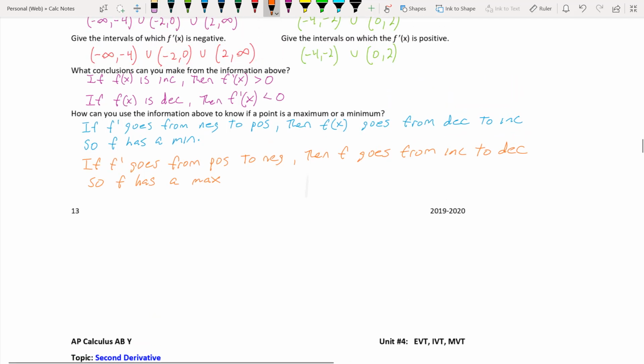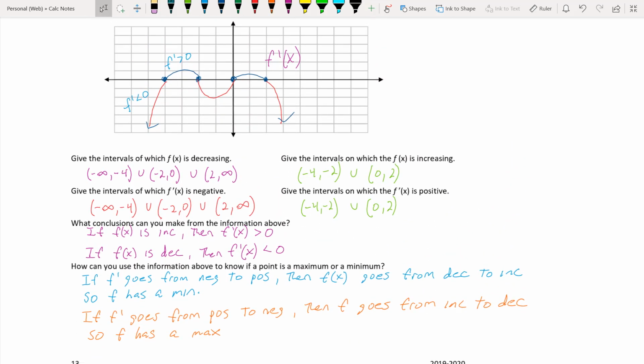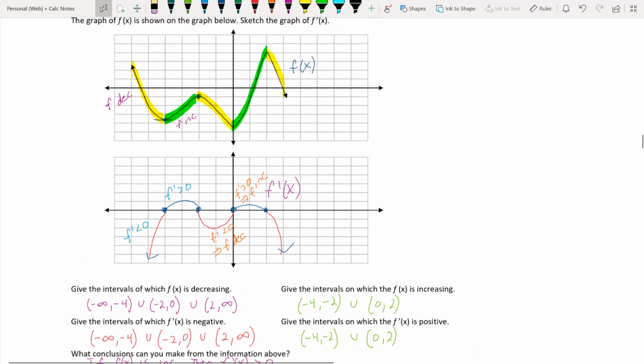If it's not, I would just stop and look at your paper real quick, so we can see that f prime goes from negative to positive at 0. So we could say that f prime is less than 0, which implies that f is decreasing. Over here, f prime is greater than 0, which implies that f is increasing. So if I go from decreasing to increasing, take a look at my graph. Decreasing in yellow, increasing in green, that means that f has a minimum. Okay?